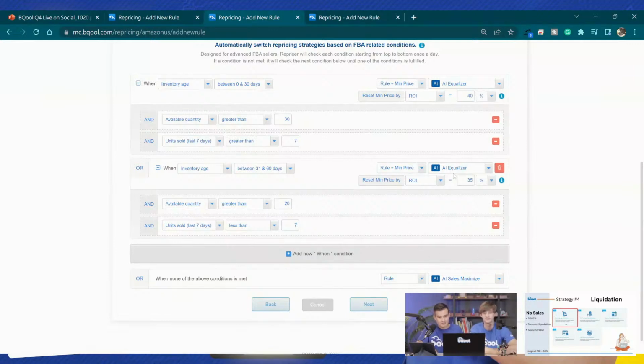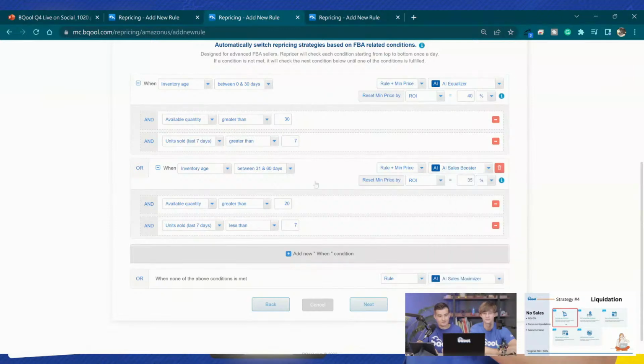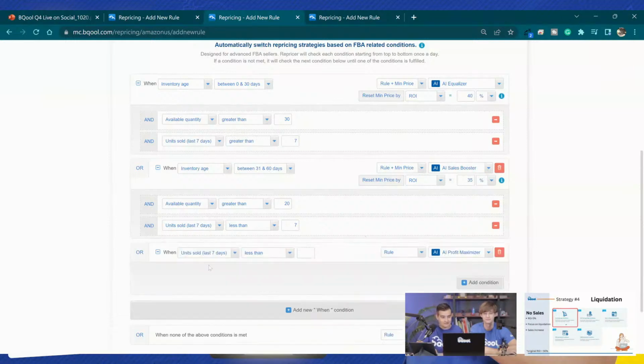Okay, so I'm probably going to put in a more aggressive rule now. So I'm going to put it to maybe the AI Sales Booster. And this is between 31 and 60 days. And this is by inventory and also by available quantity and also the units sold. And then I'm going to do one last thing.